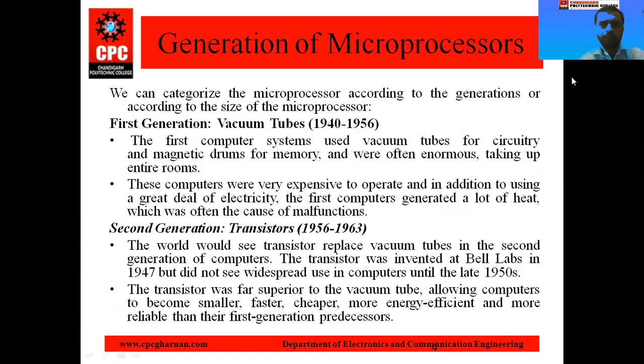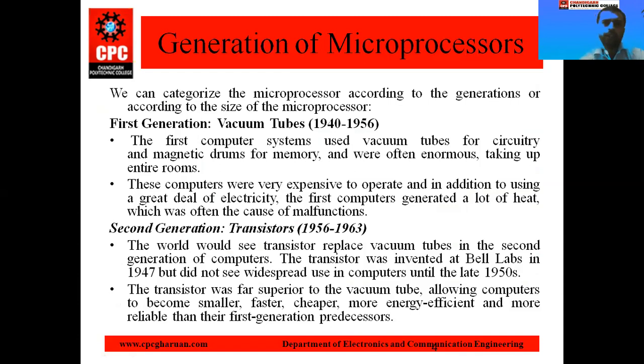Next is generation of microprocessor. Microprocessors are divided into different generations, so we can easily understand the path, or levels, of microprocessors. First of all, the first microprocessors were formed between 1940 and 1956. That is your first generation of microprocessor.